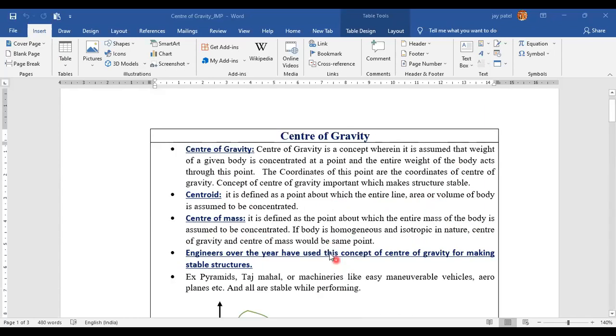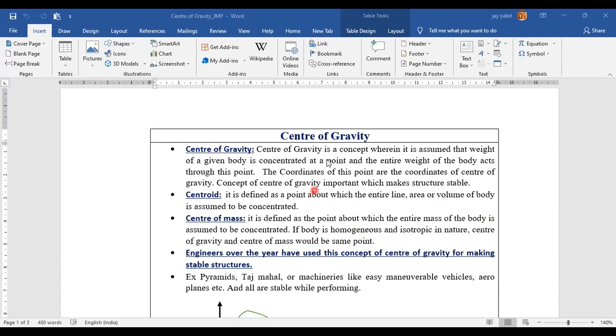Keep in mind, if your body is homogeneous and isotropic: homogeneous means it is made of one material, isotropic means that in all three directions it has the same property, either stress or strain, whichever property, it remains the same in x, y, z directions. We call that isotropic.